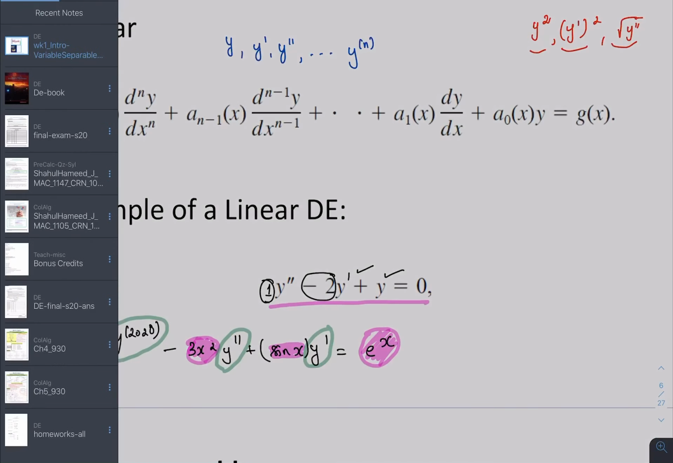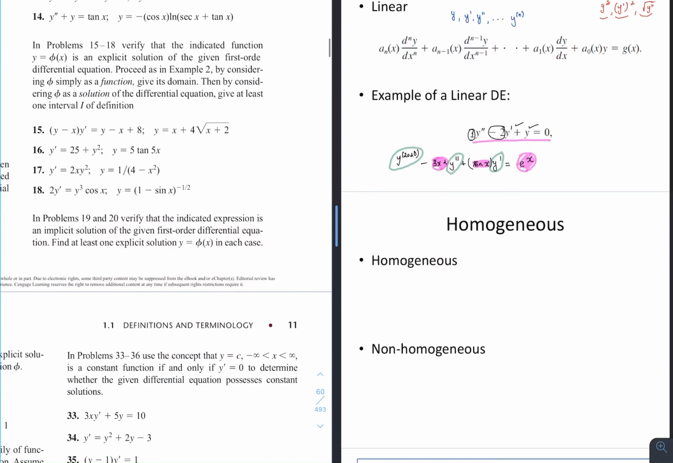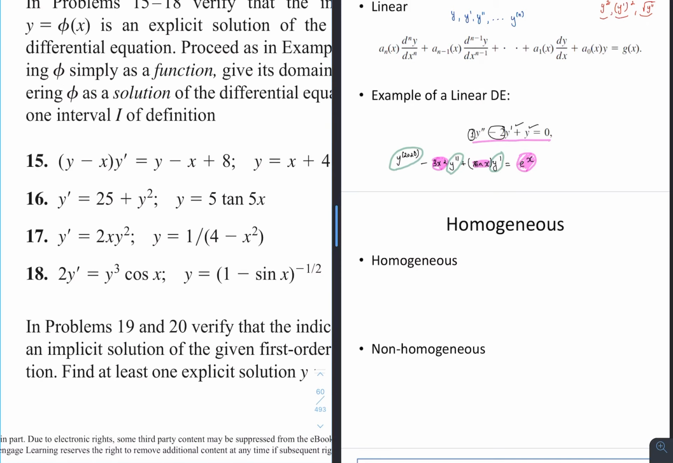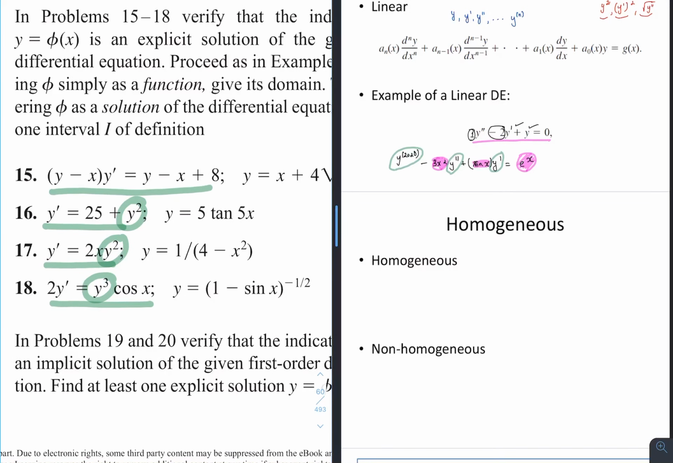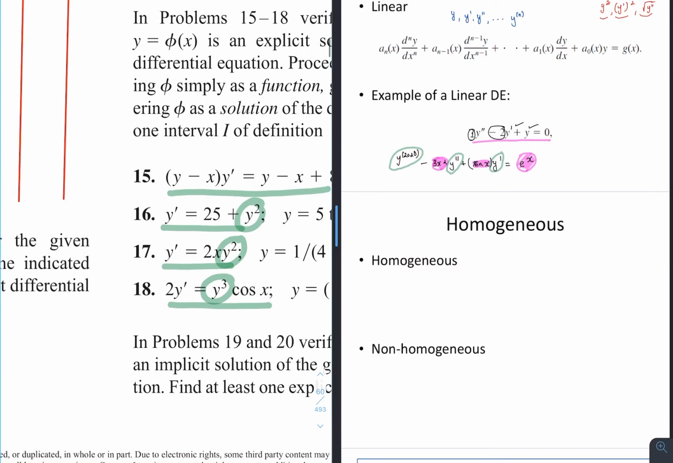There are more of them. Let me show you a few other things in here. If you take a look at this one, this would be a non-linear equation. The reason is that you have y squared in here. And this also would be non-linear. This also would be non-linear because you have y cubed in here, and we have your y squared in here. And what about this one? This one would also be non-linear. I'll tell you in a moment why.